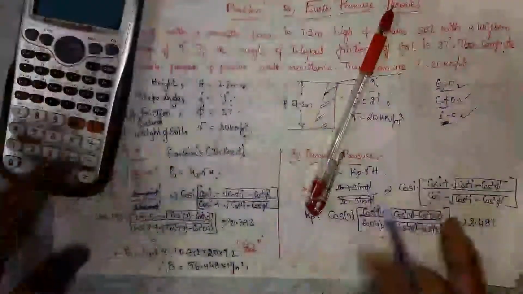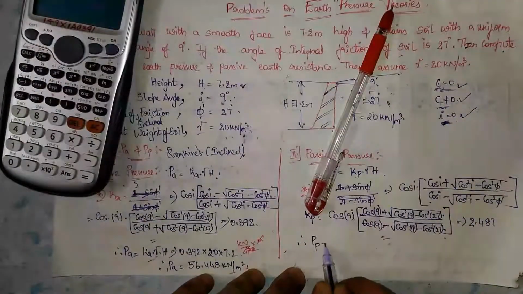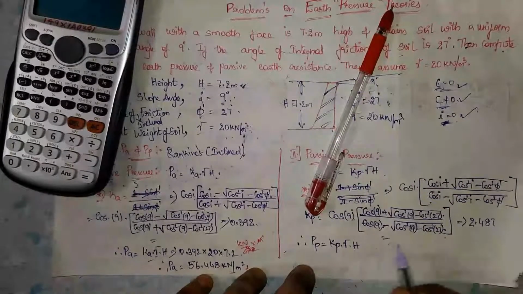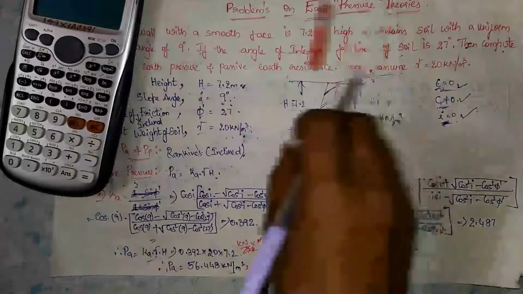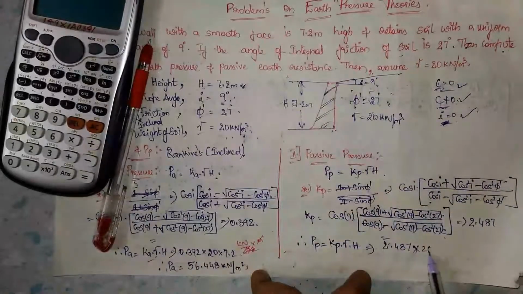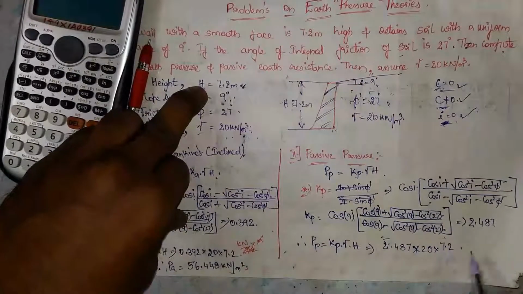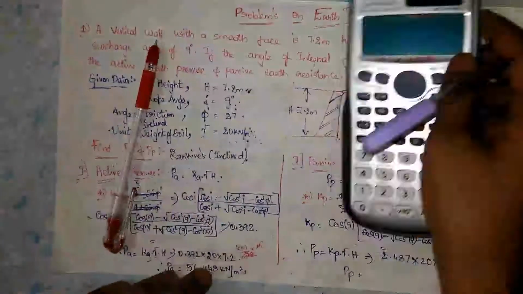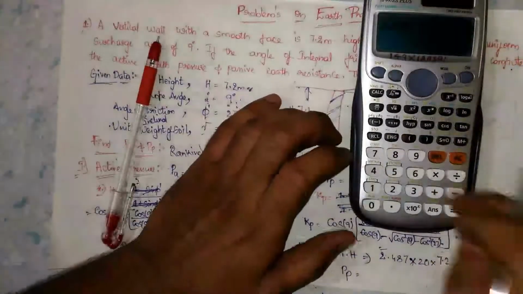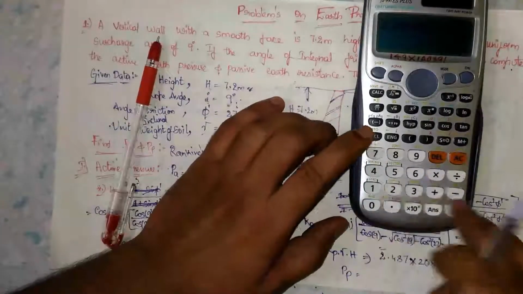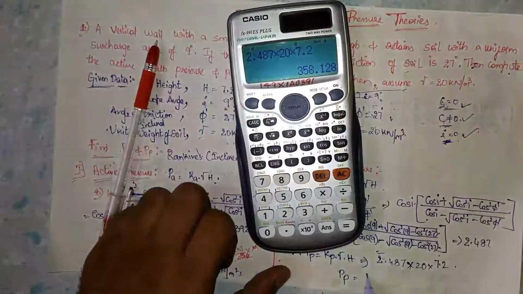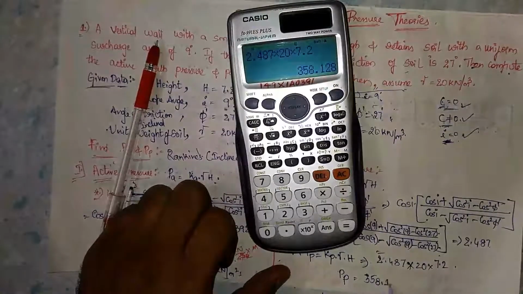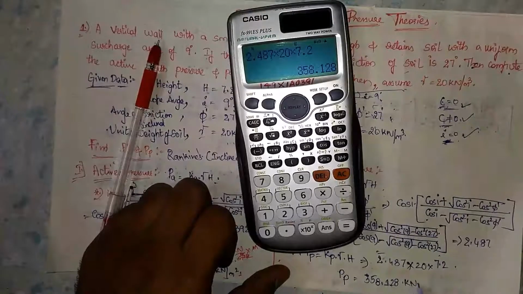In the same process, do it here also. Therefore P equals Kp into rho into H. The Kp value is 2.487, into the unit weight value of 20, into the H value of 7.2. So P equals 2.487 into 20 into 7.2, which gives 358.128 kilonewton per meter square.